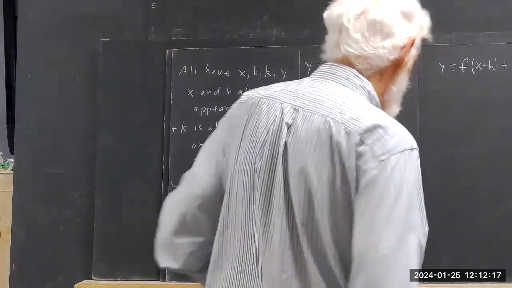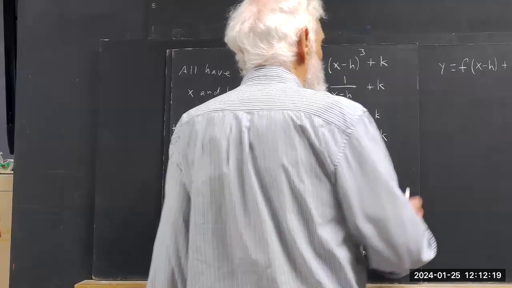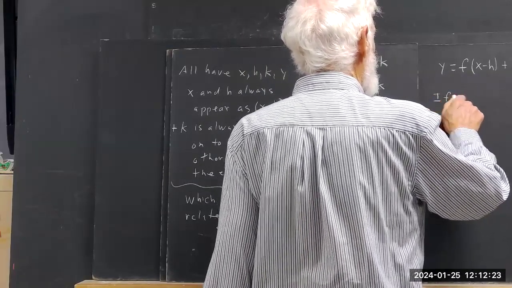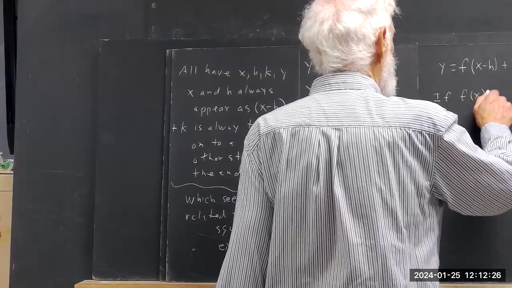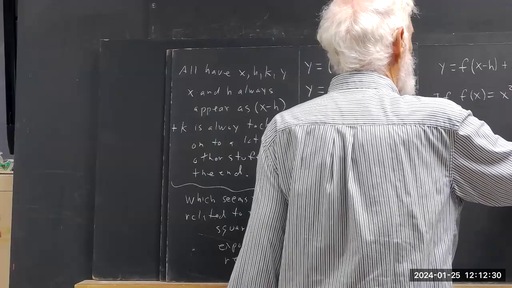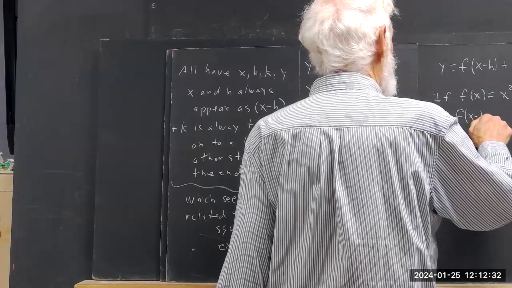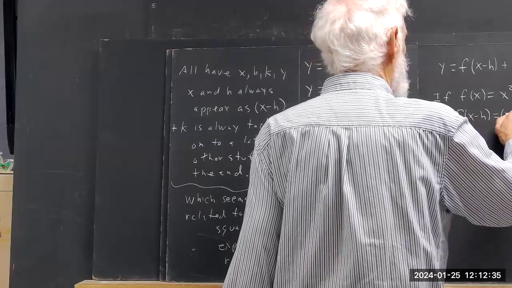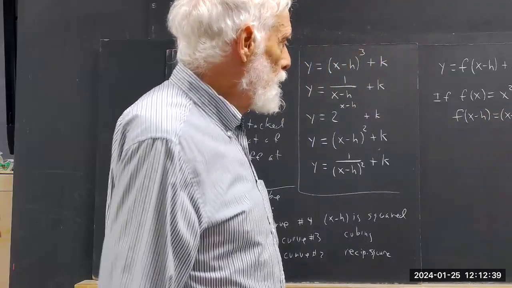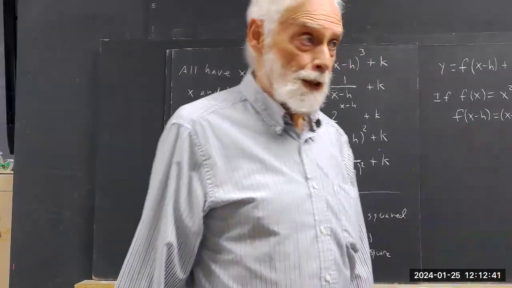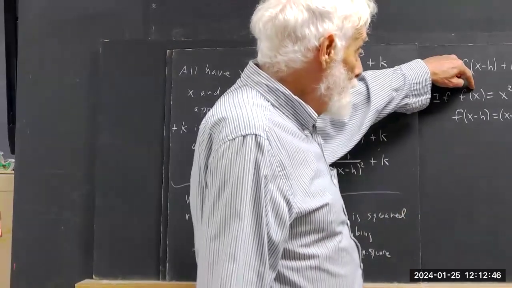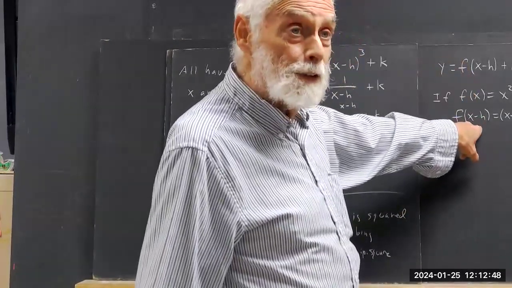Okay, so what do I mean by this? f of x minus h. Well, if f of x equals x squared, then f of x minus h is x minus h squared. Whatever f does to x, it's going to do that to x minus h.